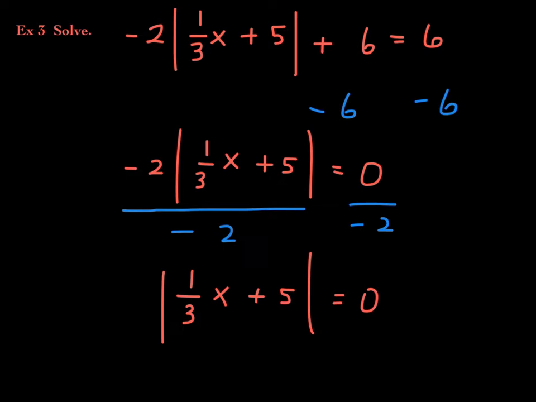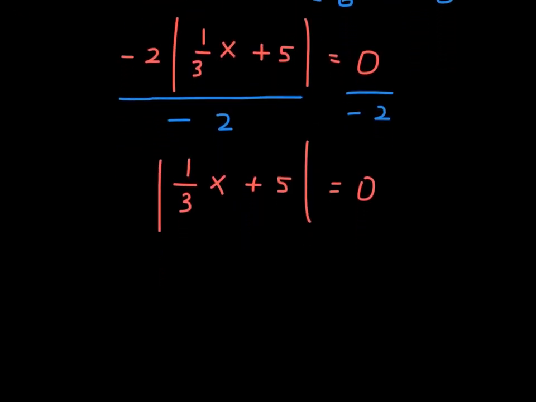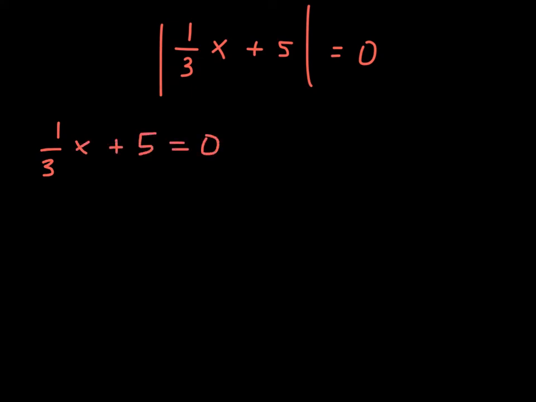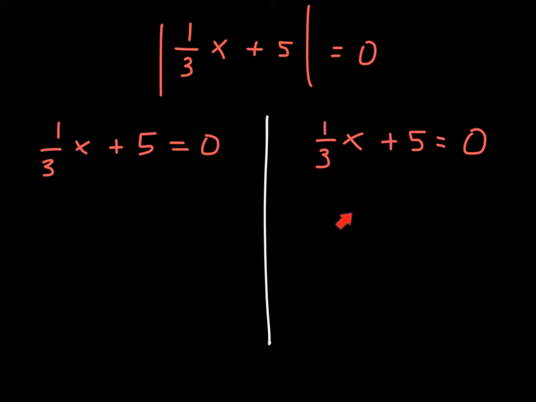All right, so what we do at this point is we turn this into a compound equation, right? We split it into two separate equations. 1/3 x plus 5 is equal to 0, and the other one is 1/3 x plus 5 is equal to the opposite of 0, which is still 0, right? The opposite of 0 is just itself. So you can see here that splitting this into a compound equation, having two separate equations, is redundant. For that reason, I will not solve the same equation twice. I'll just solve one, and we'll have one answer only.